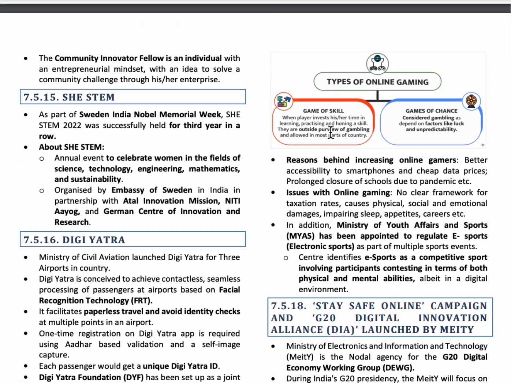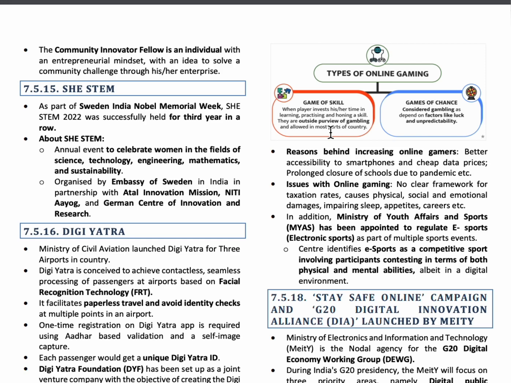The next topic is She STEM. So, it is an annual event to celebrate women in the fields of science, technology, engineering, mathematics, and sustainability. She STEM program was organized by Embassy of Sweden in India in partnership with Atal Innovation Mission, Niti Aayog, and German Center of Innovation and Research.